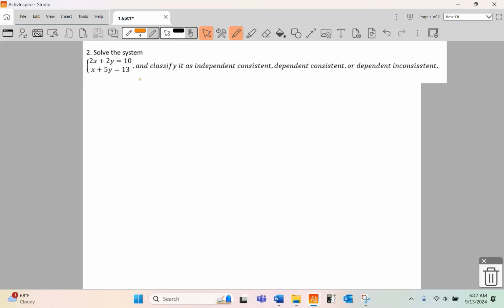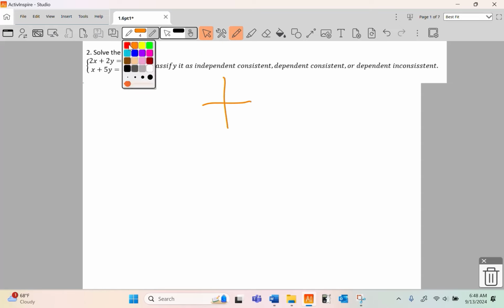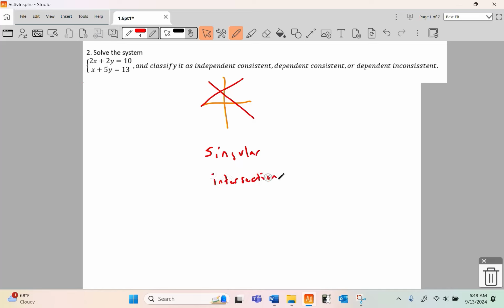All right, so we're supposed to solve this system and classify it as independent consistent, dependent consistent, or dependent inconsistent. And I don't think that last part should read dependent inconsistent, but all right, so independent consistent is where we have a singular intersection. That's the big deal. Singular intersection. That would be this guy.